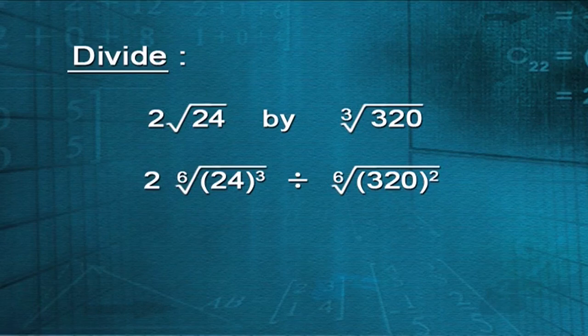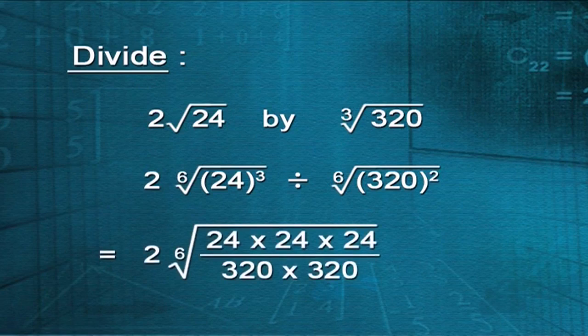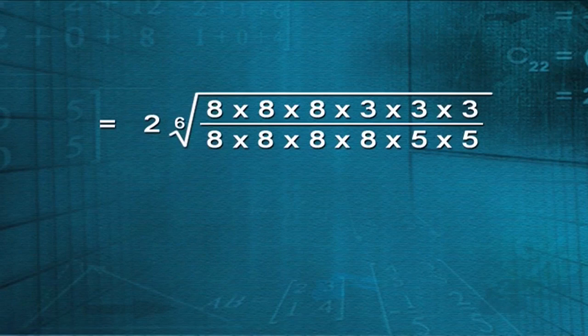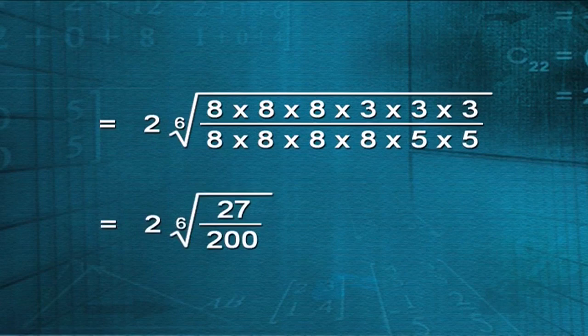So applying the formula that nth root of a divided by nth root of b gives you nth root of a by b, we can solve it: 2 into sixth root of 24 into 24 into 24, 3 times, divided by 320 into 320, 2 times. Further, 24 can be written as 8 into 3, and 320 can be written as 8 into 8 into 5. So simplifying it, we get sixth root of 27 by 200. So we see how we multiply and divide two surds.